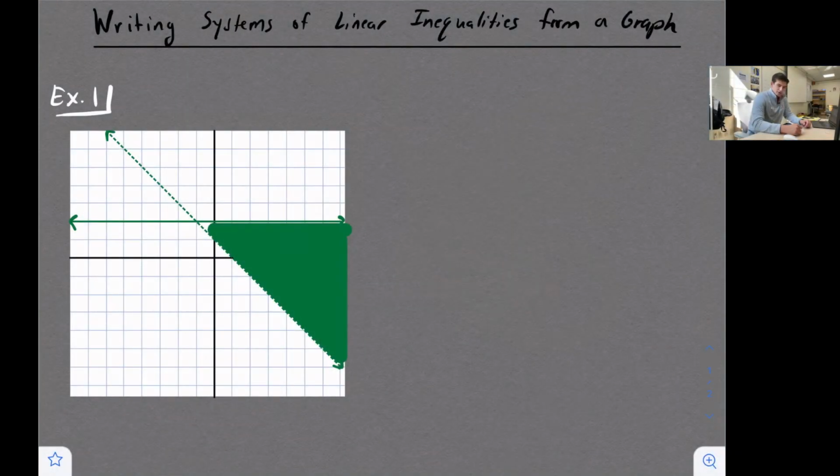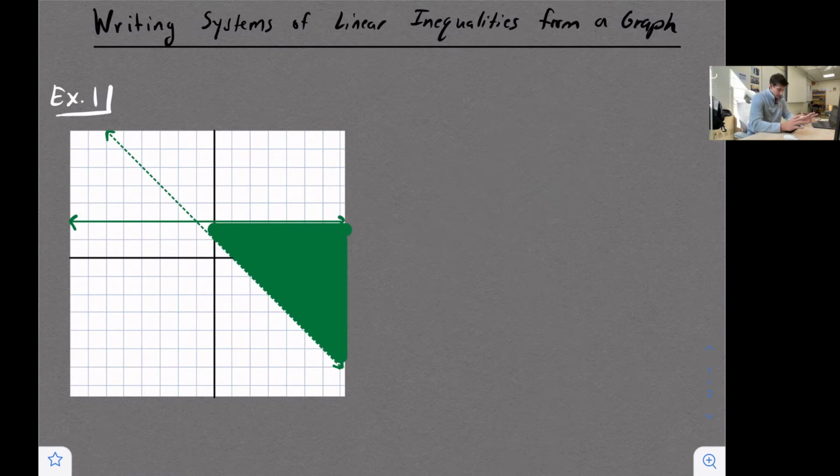Hello everyone, in this video we're going to talk about how to write a system of linear inequalities from a graph. In a previous video we talked about how to solve a system of linear inequalities, so if you want to check that out, look up in the top right hand corner right now. In this video we are already presented with a graph that has the shading given to us, so we want to write the two inequalities that would give us this graph.